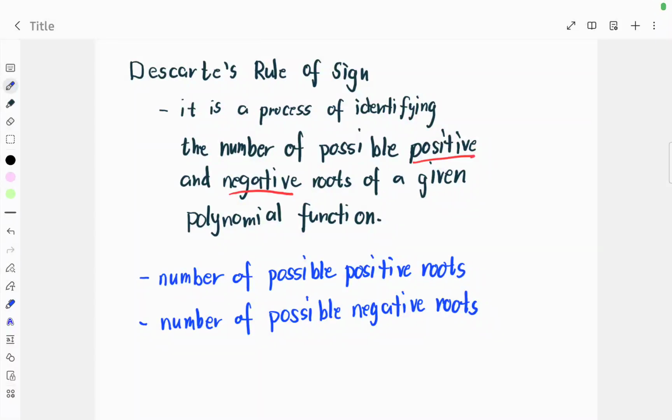In this video, we're going to have a demonstration on what Descartes' rule of signs is all about. In practical terms, it is a process of identifying the number of possible positive and negative roots of a given polynomial function. As you can see, it discusses the positive and negative, but it is just a possibility. So when you are asked the number of possible positive roots and the number of possible negative roots, there are some processes that you need to work out.